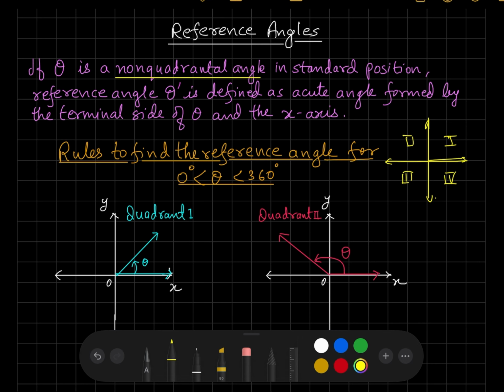the reference angle theta prime is defined as the acute angle formed by the terminal side of theta and the x-axis. We use this when we have to find the value of a trigonometric function where the angle is less than 0 degrees or greater than 90 degrees. In that case we need to use reference angles.